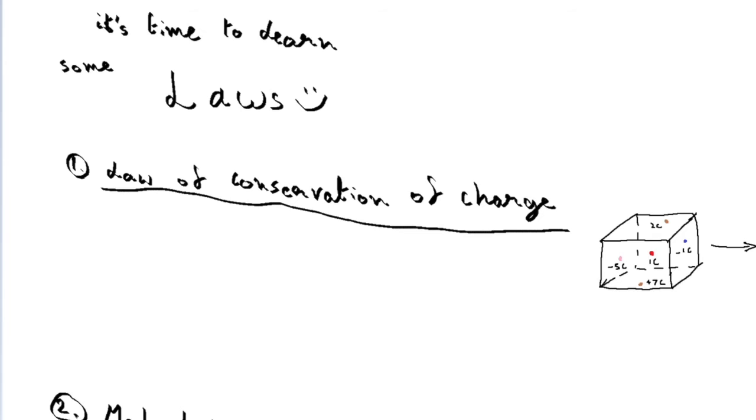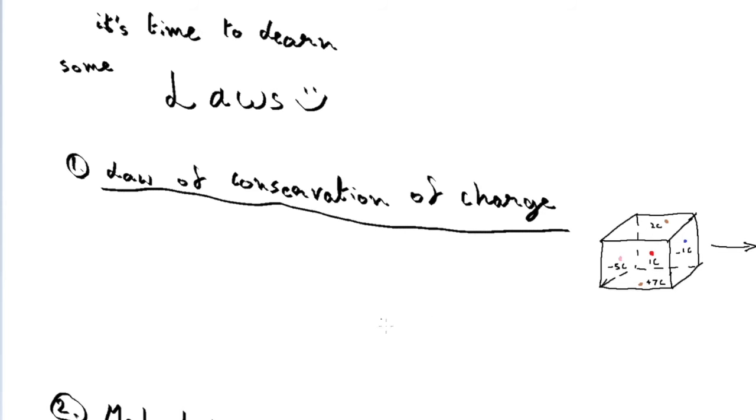So it's one of many laws that define a set of fundamental properties that very, very small particles have, called fundamental particles. The law of conservation of charge basically states that in a closed system, such as this cube, the amount of charge has to remain constant.